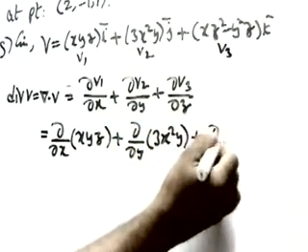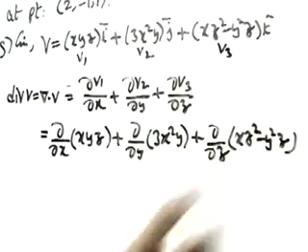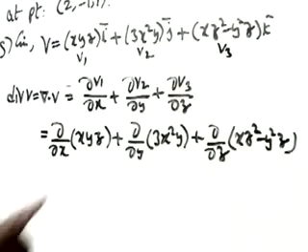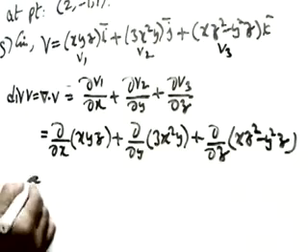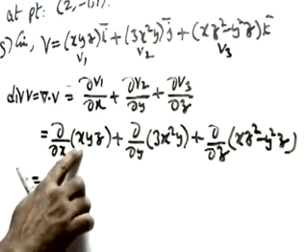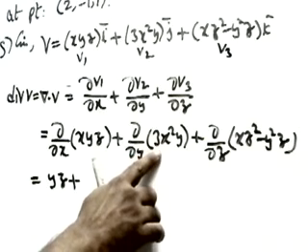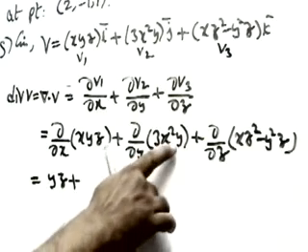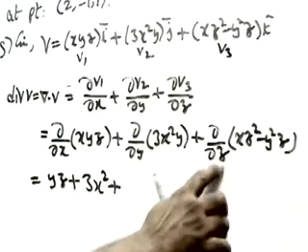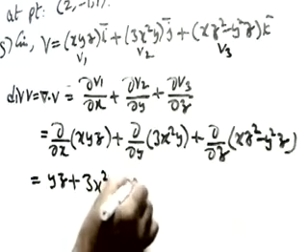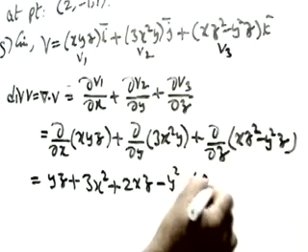V2 means 3x square y, and ∂/∂z of xz square minus y square z. Watch once more. This is v1, this is v2, this is v3. Now let me differentiate this one. ∂/∂x of x is 1. 1 into yz will be yz, plus ∂/∂y of this with respect to y means y is 1. 1 into 3x square is 3x square, plus this with respect to z is z square, so 2xz. Z is 1. 1 into y square is y square.